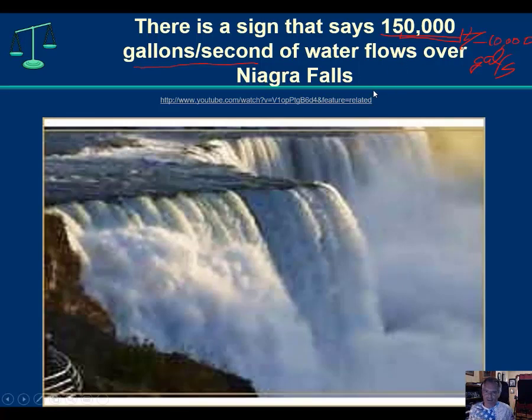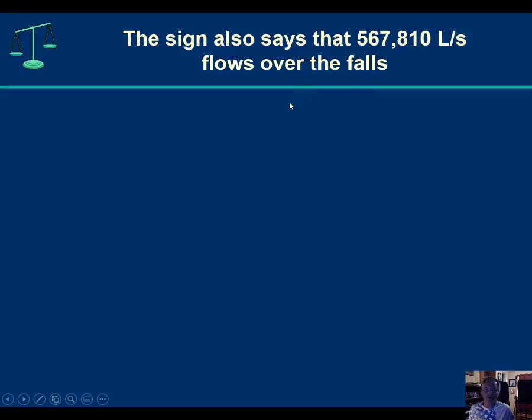Now, as the story goes, if we go over to the Canadian side, there is a sign that says 567,810 liters per second flow over the falls. So where's our uncertainty here? Well, it's not in the ones place. It's actually plus or minus 10 liters. So we've got a plus or minus 10 liters per second.